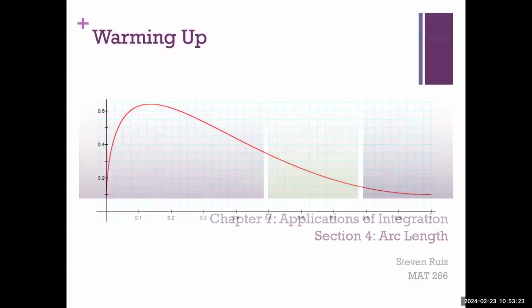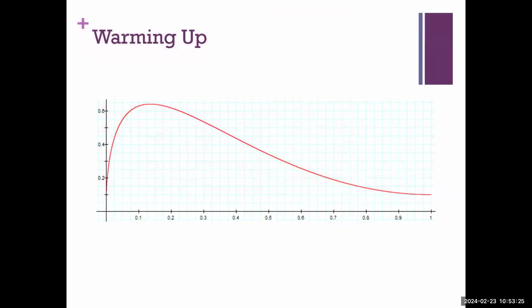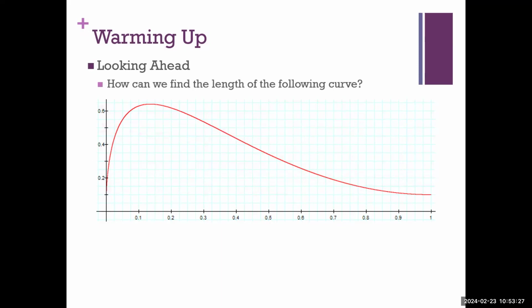So I'm going to show you a curve from x equals 0 to x equals 1. I want to find out exactly how long that is. So how can we at least come up with an estimate for how long that is? Any ideas?